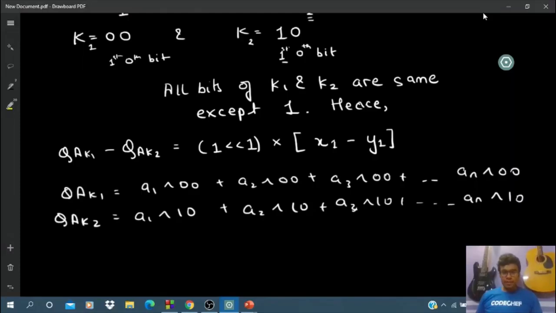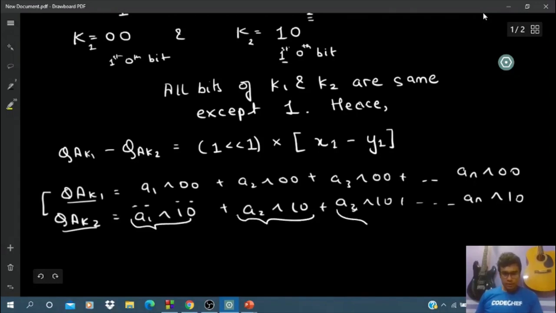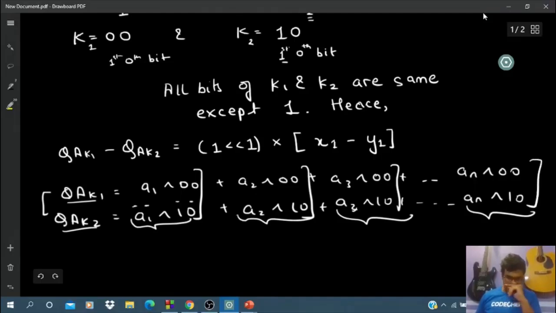What I mean by this is basically we talked about how these individual bits operate on themselves independently. So the 0th bit of A1 will interact with the 0th bit of K. The first bit of A1 will interact with the first bit of K. So let's talk about what this difference will give us, QA of K1 minus QA of K2. For each of these individual answers, let's write them and subtract them individually. Let's talk about each of these sets individually.